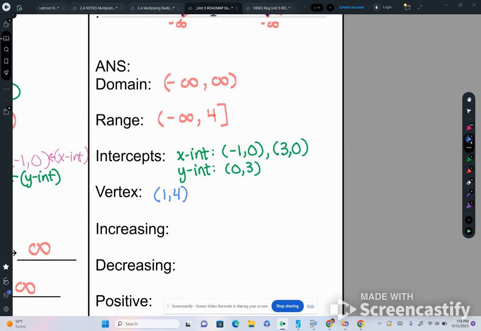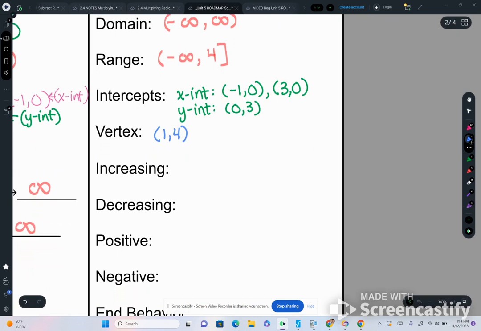And now we look at increasing, decreasing, and positive, negative. Increasing and decreasing has to do with the value of your vertex. So these two are dependent on the vertex, whereas positive and negative is dependent on your intercepts, your x-intercepts.